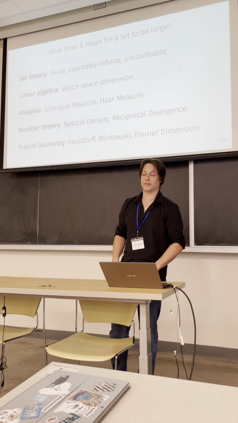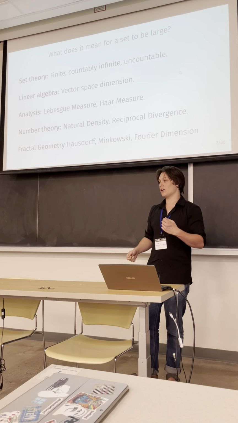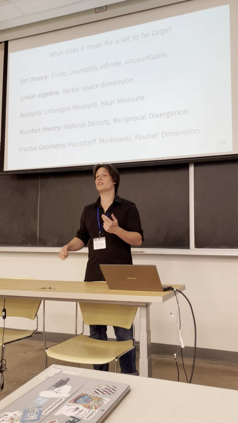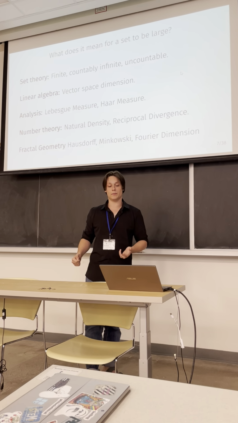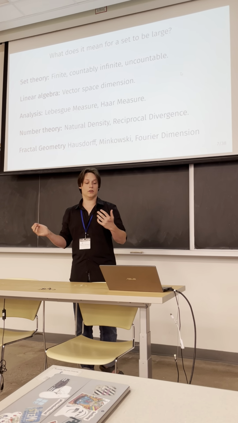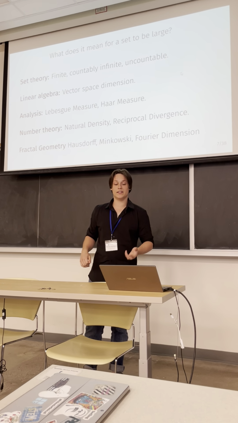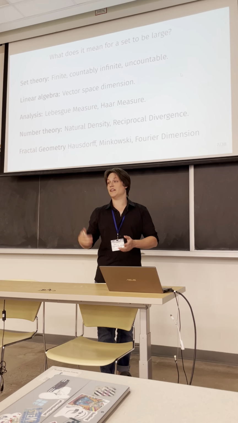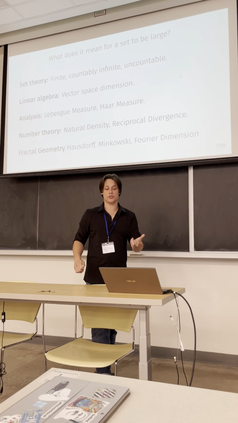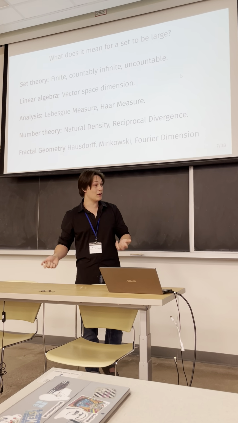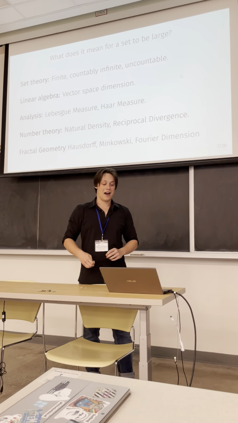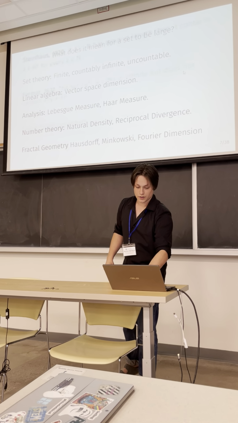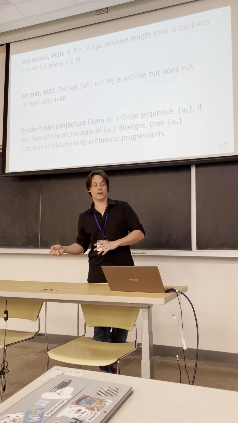Really, it depends on who you ask. To the set theorist, he gives you something like cardinality: a finite set, a countably infinite set, or an uncountable set. To someone who studies linear algebra, he tells you something about vector space dimension, or Rn, or R2. To an analyst, he gives you something like Lebesgue measure, or the Haar measure. And to someone who studies number theory, he says natural density, or reciprocal divergence of a sequence. And to someone who studies fractals, like me, I would give you something like the Hausdorff, Minkowski, or the Fourier dimension of a set.